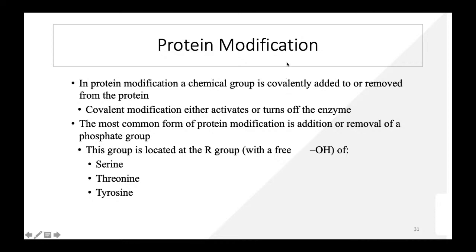Then there is protein modification. In protein modification, a chemical group is covalently added to or removed from the protein. Covalent modifications either activate or turn off the enzyme. The most common form of protein modification is addition or removal of a phosphate group. This group is located at the alkyl group with a free hydroxyl group, which includes serine, threonine, and tyrosine.